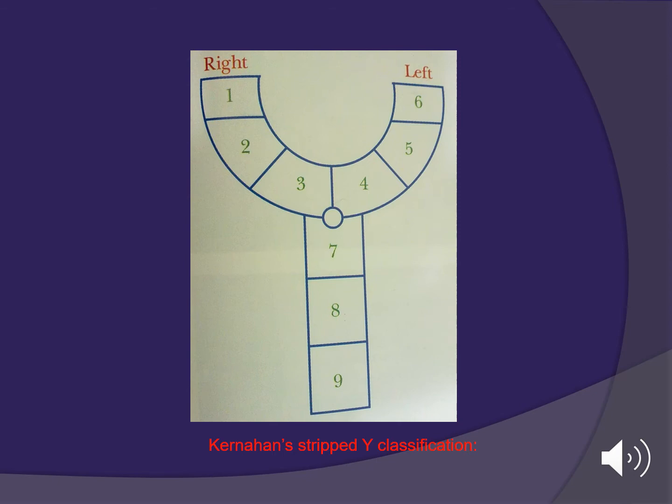So for this one, you need to memorize the numbers. For me, it's quite difficult compared to the previous classification, the Schuchardt and Pfeifer classification. So for the striped Y classification, you just shade in the areas where the cleft has occurred, but you need to know what each number represents.